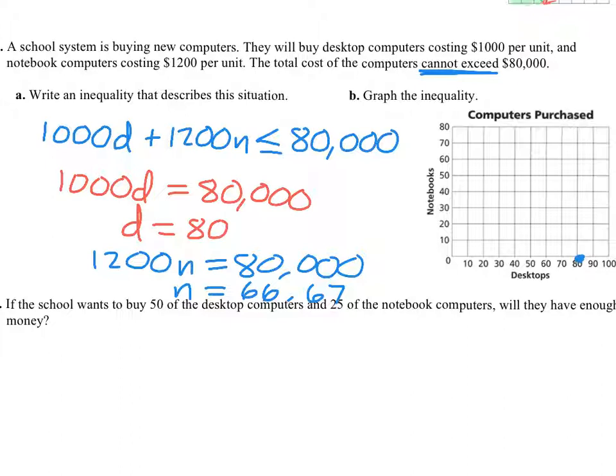All right, so on the d-axis, I want to graph the point 80, 0. So basically, that's saying if they bought all desktop computers, they would only be able to afford 80. If they bought all notebook computers, they would only be able to afford 66 and 2/3, which is up here. Right. So the intercept method, you graph the two intercepts, and then you connect it with a line.